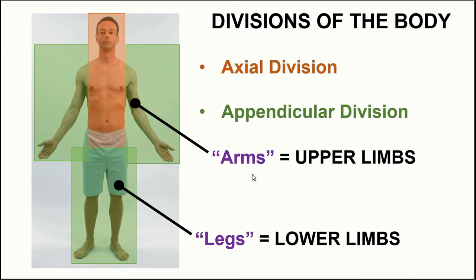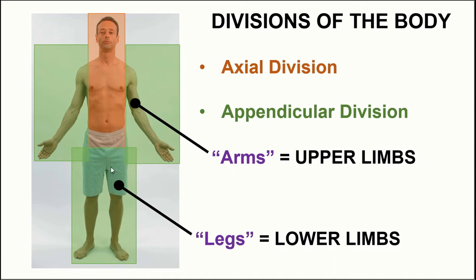Informally, I want to make a note here that we usually refer to this region as the arm, but anatomically we need to describe them as the upper limb, because the term arm in anatomy specifically refers to the region between the shoulder and the elbow, which is this region right about here. So this would be the arm, this would be the forearm, and this would be the hand. We need to collectively refer to this structure as the upper limb.